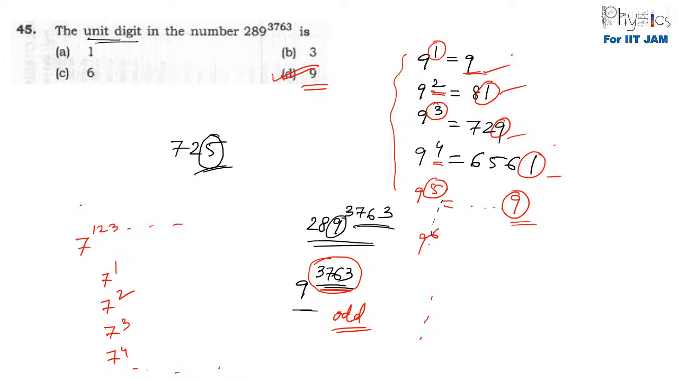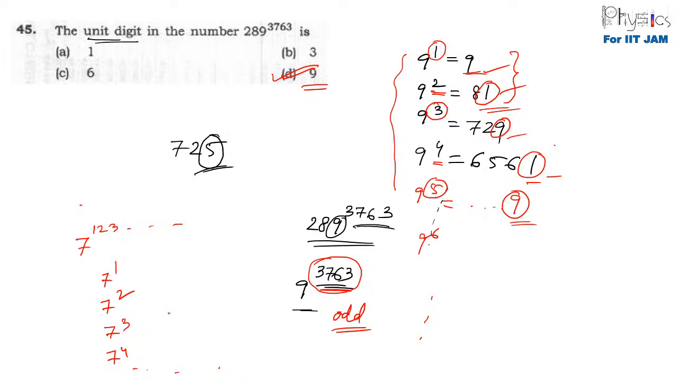See here, this repeats after 2 times. So in the case of 7, I think it is after 4 times. So it repeats itself. The orders are repeated after a certain time. So first calculate the order, then we can find the unit digit in the given number.